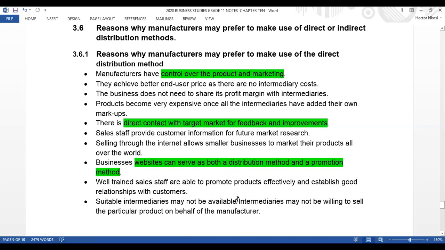Suitable intermediaries may not be available, right? Intermediaries may not be available and may not be willing to sell a particular product on behalf of the manufacturer. So these are the reasons why manufacturers may prefer to use a direct distribution method.